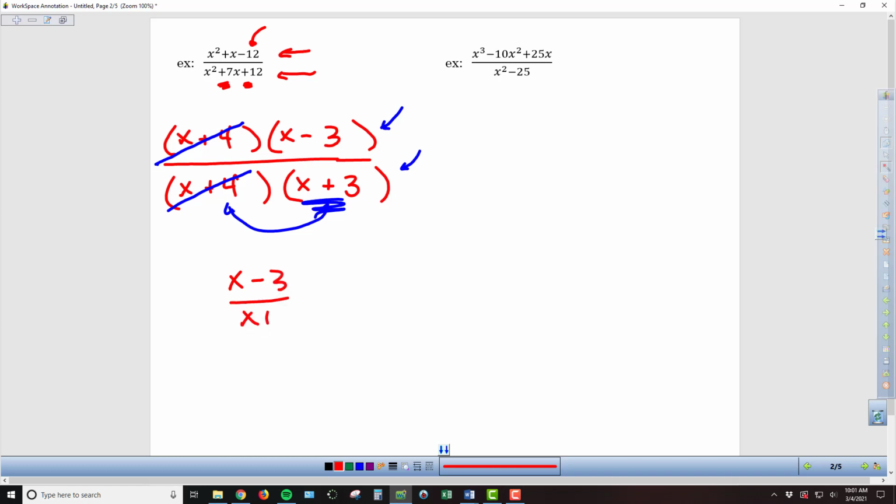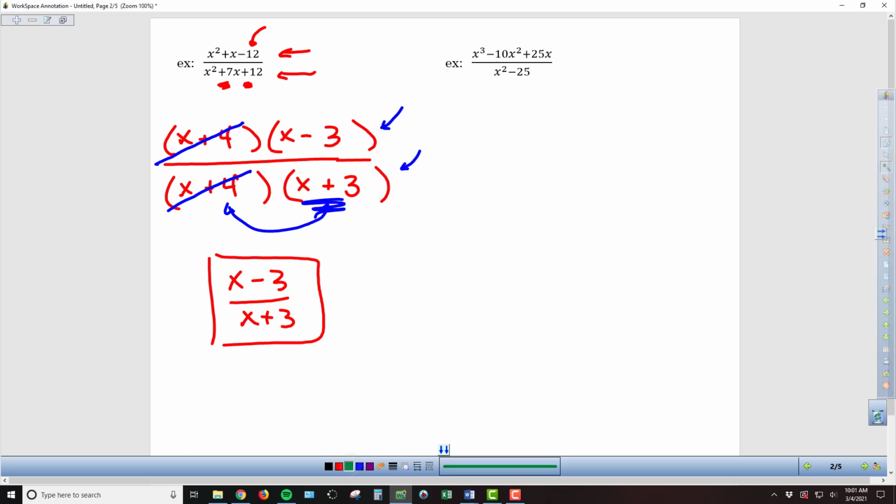X minus 3 over x plus 3 is our final answer. And as tempting as it is to think that we can reduce the x's or reduce those 3's, because they're connected by subtraction and addition to each other, we cannot reduce. We have to just leave our answer as is.